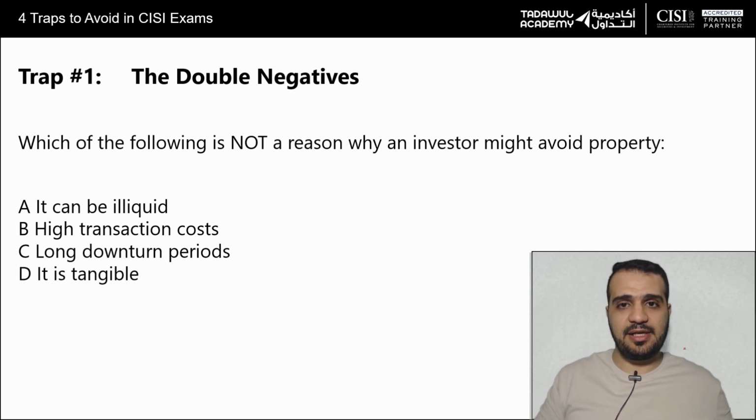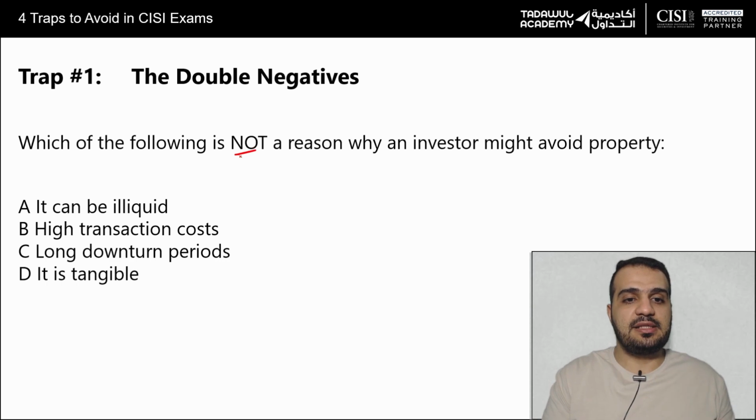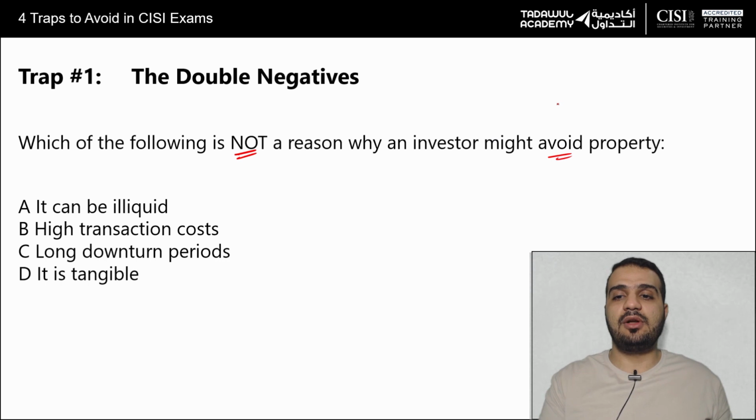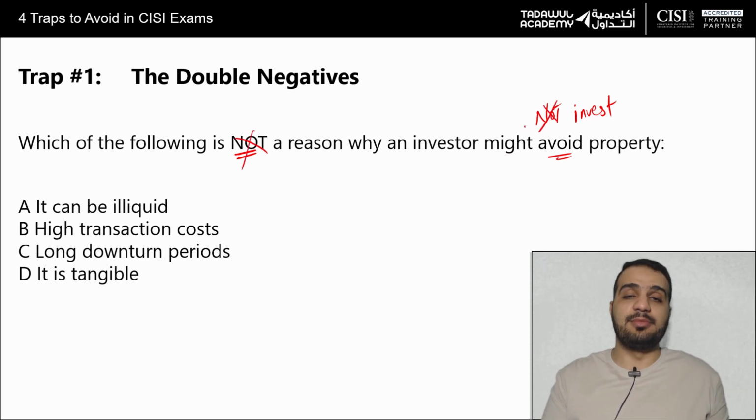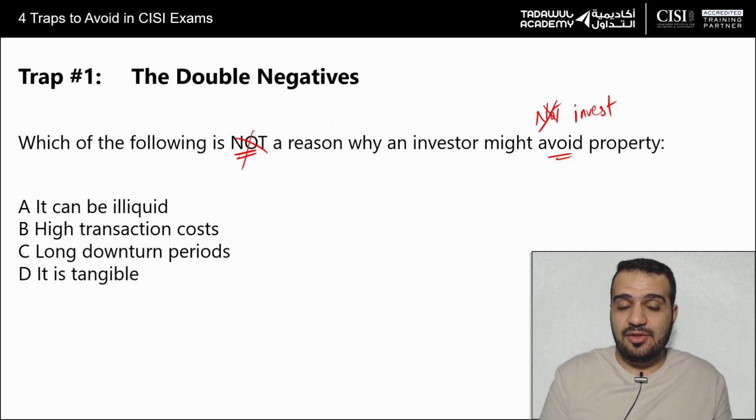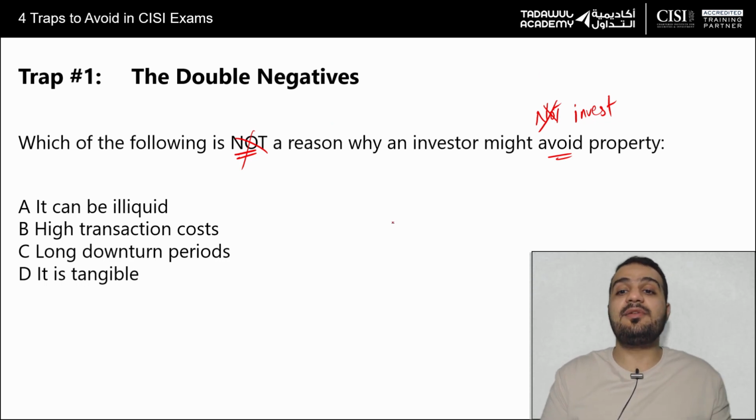So let's break the question down. Not a reason, this is the first negative. Why an investor might avoid. Avoid also means not invest in property. So not and another not basically cancel each other. So this means the question is actually asking you which of the following is a reason why an investor might invest in property. Now the question is clearer and very easy.